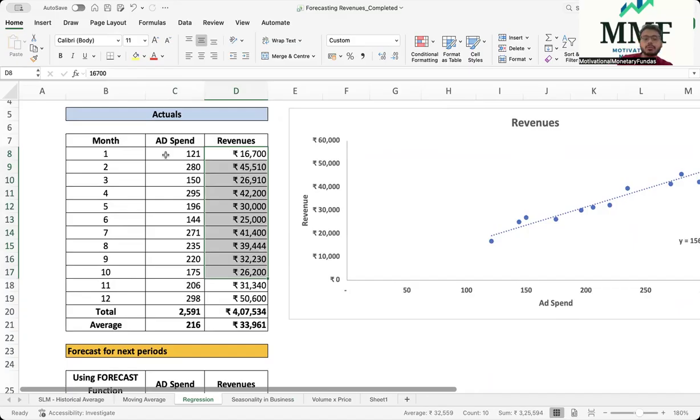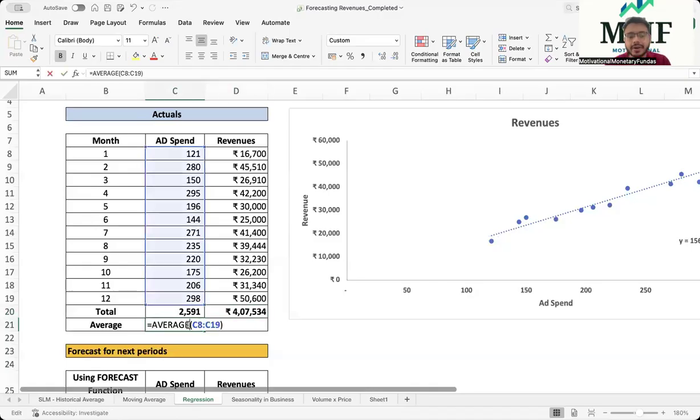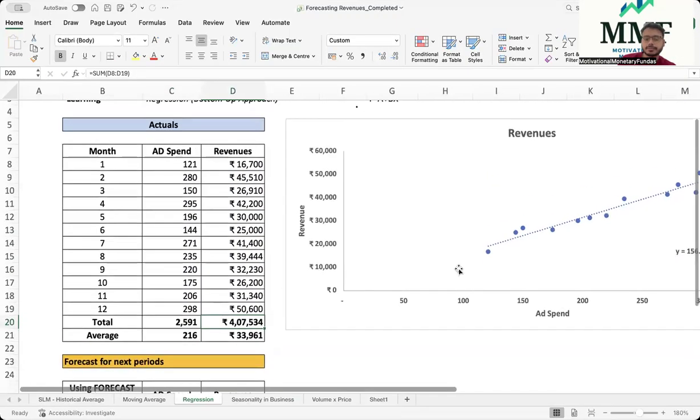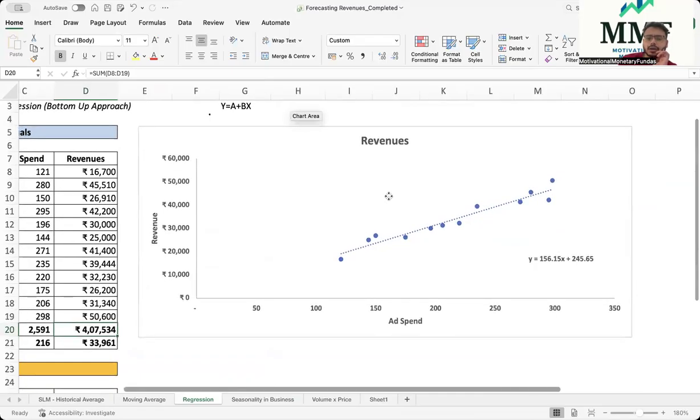So you have this month, you have the ad spend, you have the revenues, correct? You have the total ad spent, you have the total revenues, you have the average ad spent, simple average का फॉर्मूला मैंने लिया है, ठीक है, and you have the average revenue. यहाँ पे you have the total ad spend and you have the total revenue, ठीक है. अब द थिंग इज, फर्स्टली मैं क्या करता हूँ, एक ग्राफ बना लेता हूँ.